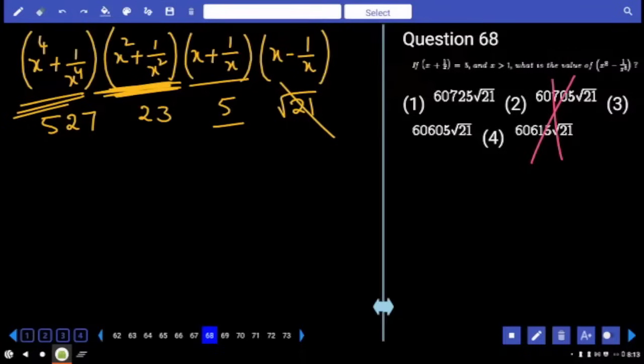Can it be your first option? No, because it ends with 25, which is a 5 square multiple. Eliminated. Third is final. If you have patience, multiply it all out; I don't have the patience.